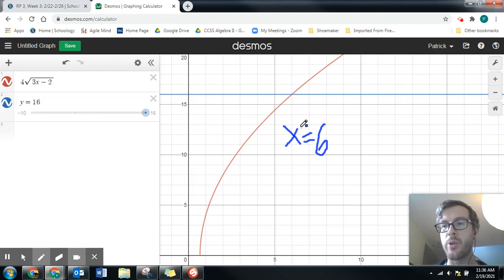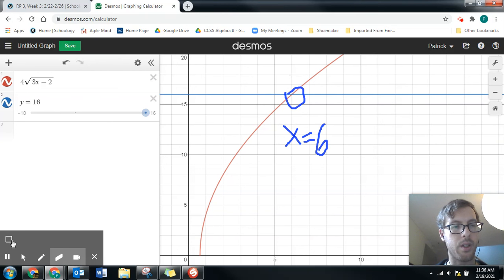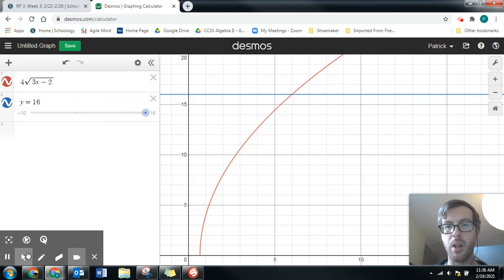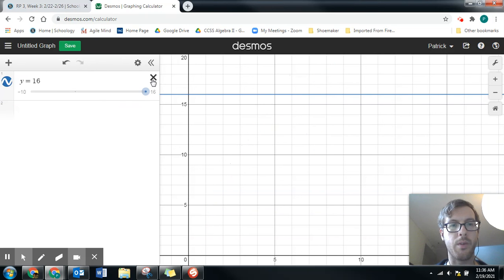So again, you can always use a graph to solve an equation by graphing each side of the equation as a separate function, and then looking where they intersect. All right, let's erase everything there. And then if you want to start a new problem, you can just click like that.